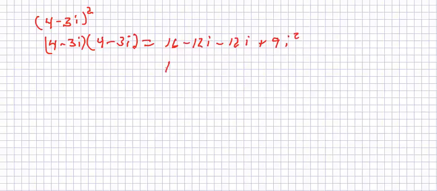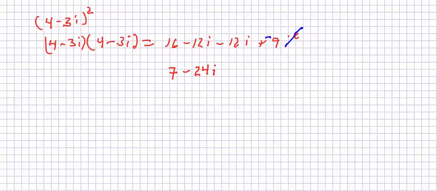And then we have, actually we can do this all in one fell swoop here, 9i squared. The i squared is negative 1, so this becomes a negative 9. And we end up with 16 minus 9, 7 minus 24i.